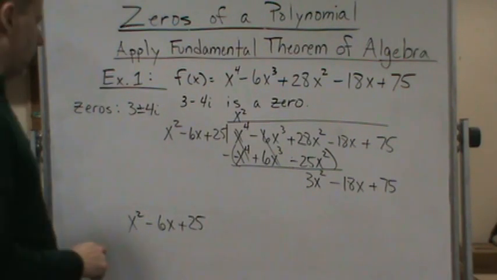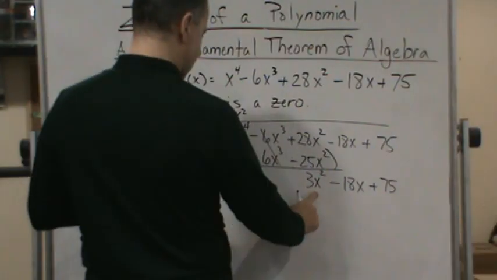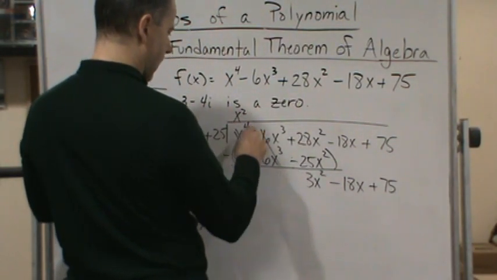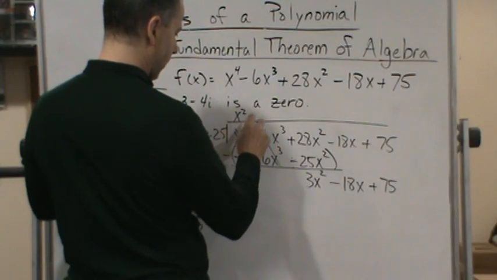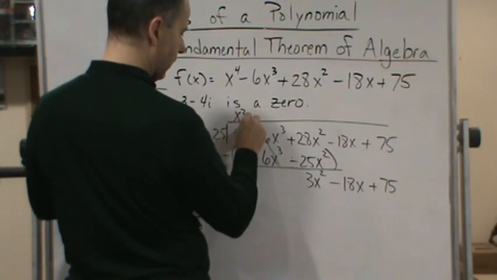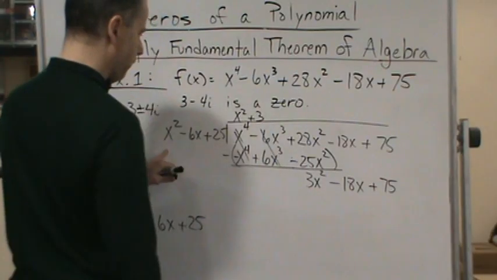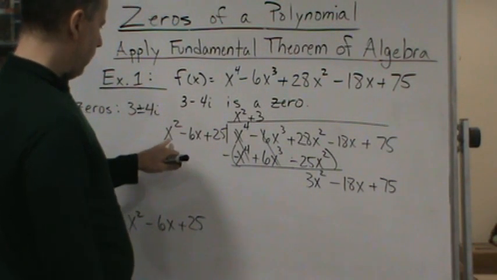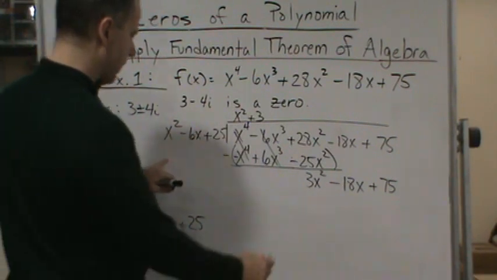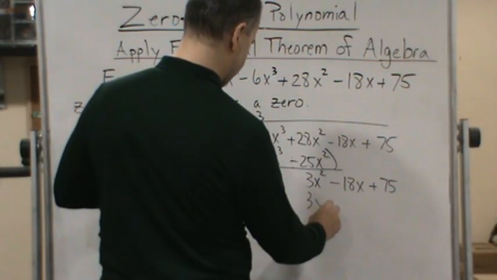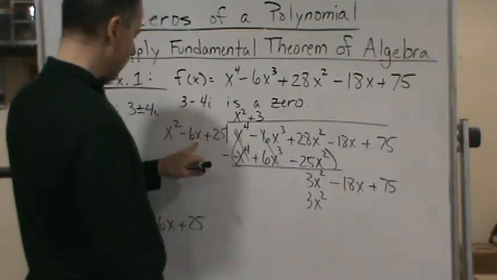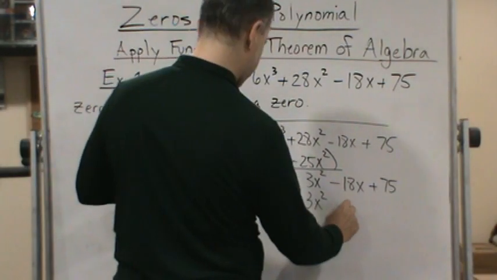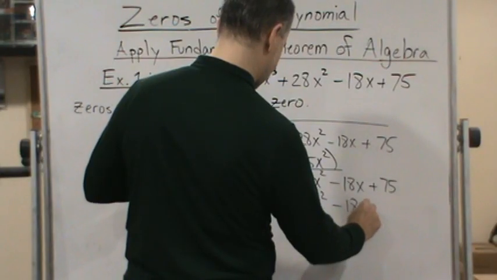Okay, so now I'm going to do it again. So I've got 3x. So what times x squared is going to give me 3x? It's going to be 3. So now x squared times 3 gives me 3x squared. And then minus 6x times 3 is going to give me minus 18x.